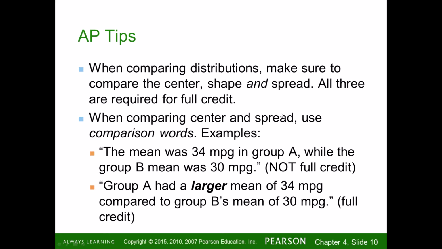And when you're comparing center and spread, use meaningful words. Like, if you just say the mean was 34 miles per gallon in group A, while the group B mean was 30 miles per gallon, you don't get credit for that. I mean, you're probably correct, but the AP people want you to communicate the fact that 34 is a bigger value than 30. Or, if you don't like larger, you can just say 30 is the smaller of the two. So that'll give you full credit. So use those qualifying words: larger, smaller, greater, more variable, anything like that.